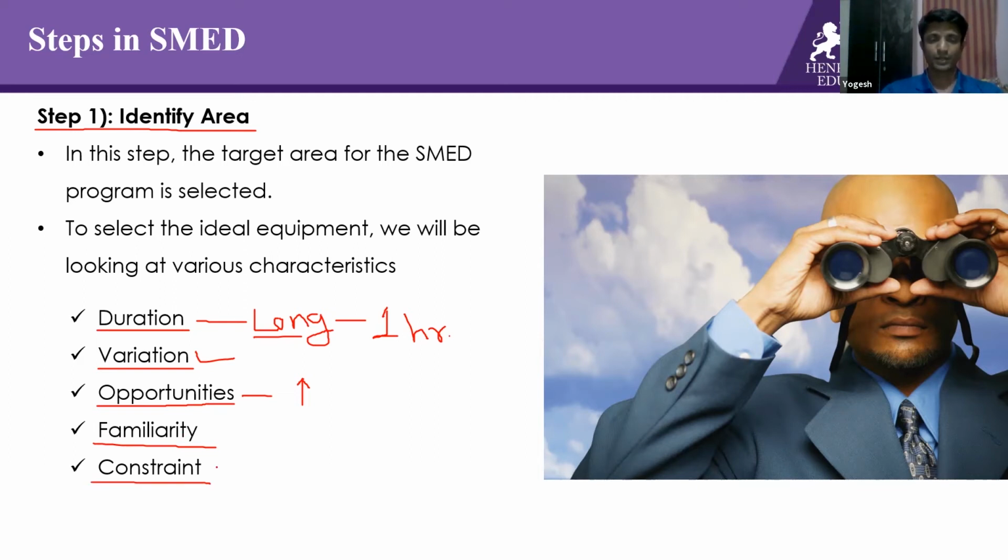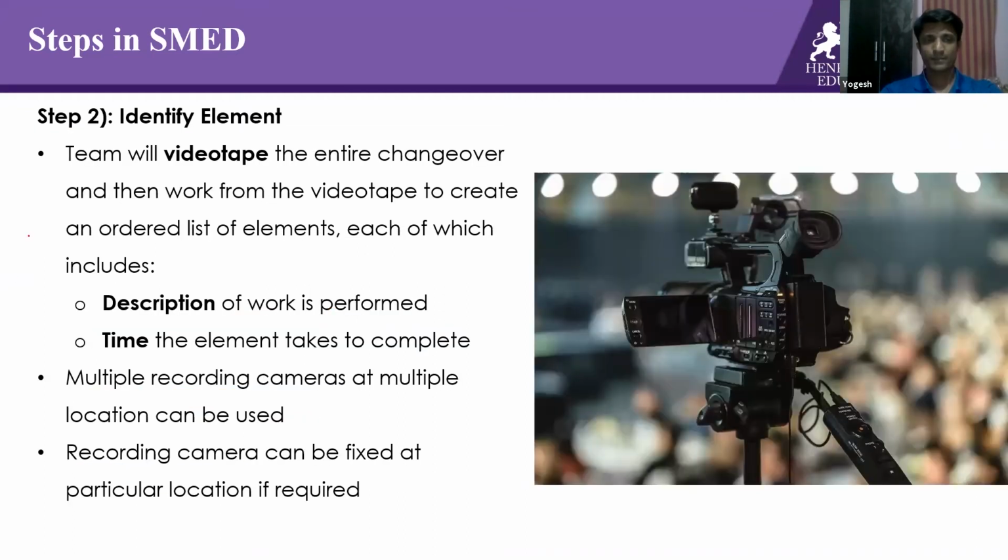And constraints. Constraint here means you need to identify whether this product or this changeover or process is actually a constraint for your overall process, whether this changeover time actually causes you to increase your overall lead time, or hampers your delivery, or causes you to stock some extra inventory. If that is the case, if it is a constraint, then it is considered an ideal area for your changeover project, right? So you need to go through these various characteristics to identify your pilot area.